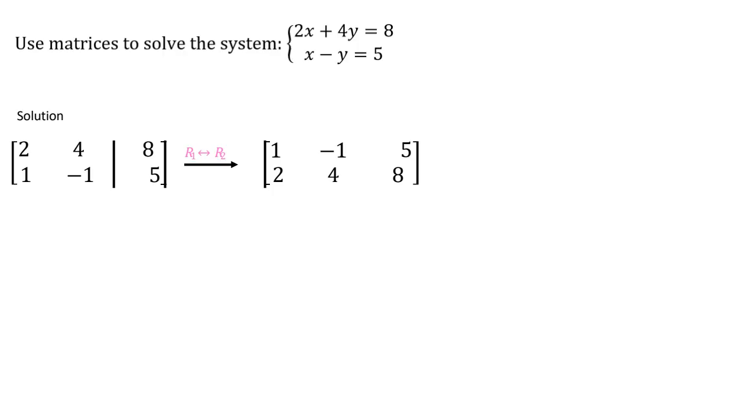Okay, so here's our first step. Let me write our goal in this place here so we can always remember what our goal is. Our goal is to get to this point, but first you want to take your system and write the augmented matrix, which is right here. 2, 4, 8, 1, -1, and 5. I always recommend that you start with this first position and make whatever is in here a 1.